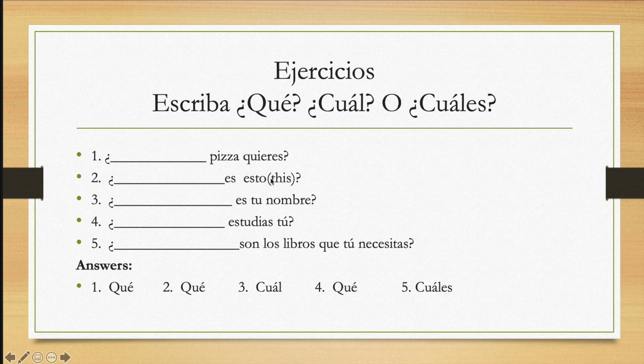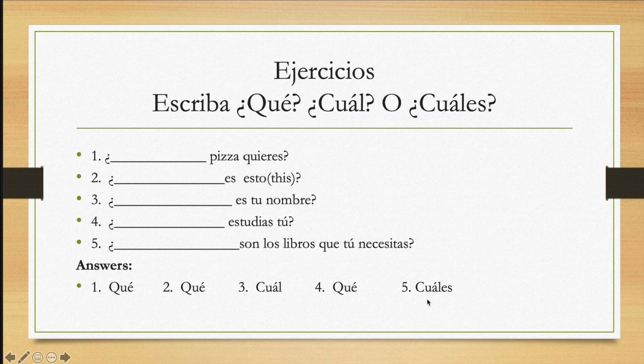¿Qué es esto? What is this? You're asking for definition or explanation. ¿Cuál es tu nombre? What is something is usually cuál. ¿Qué estudias tú? Any other verb you'll be using qué. Only with the verb ser, you have to choose between cuál or qué. So do you see pizza, estudias is not the verb ser, so you just put qué. But number 2, number 3, and number 4, you would have to pick between qué and cuál.